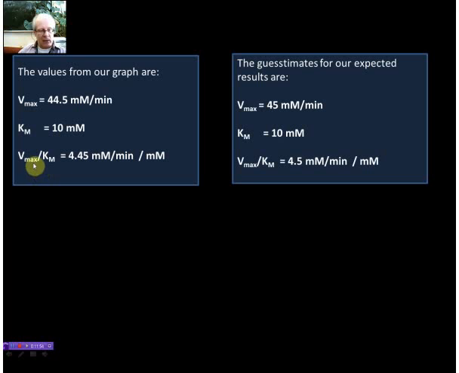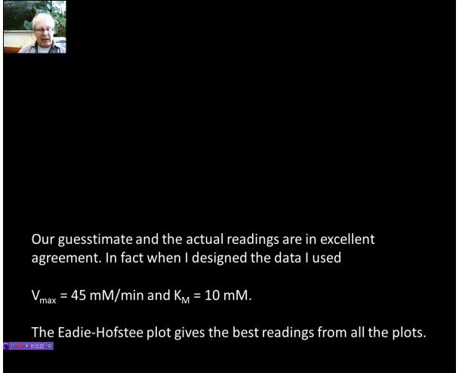And likewise with the Vmax over Km, we got a fairly good idea from our guesstimate. With the guesstimate, we did not use any fancy calculations or any graphs, it was just visual inspection. We got a very good match with the values that we got from the graph, and therefore we can be fairly confident that our data are correct.